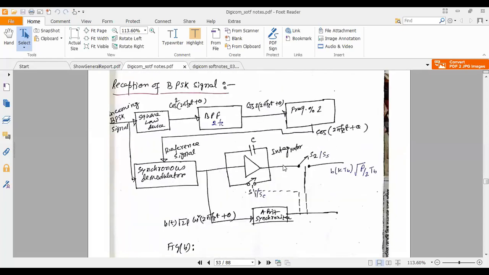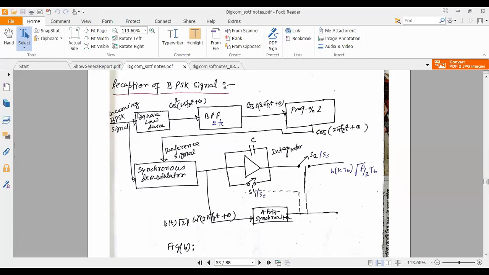Now the reception of binary phase shift keying. You are going to receive the signal. In the beginning, you have the incoming BPSK signal, what you have sent from the transmitter, that is S0(t). It is a combination of S1(t) and S2(t) for logic 1 and logic 0. That means root 2P cos 2 pi fct, and the other is minus root 2P cos 2 pi fct. So both the signals combined we are writing S0(t). So that is coming here.